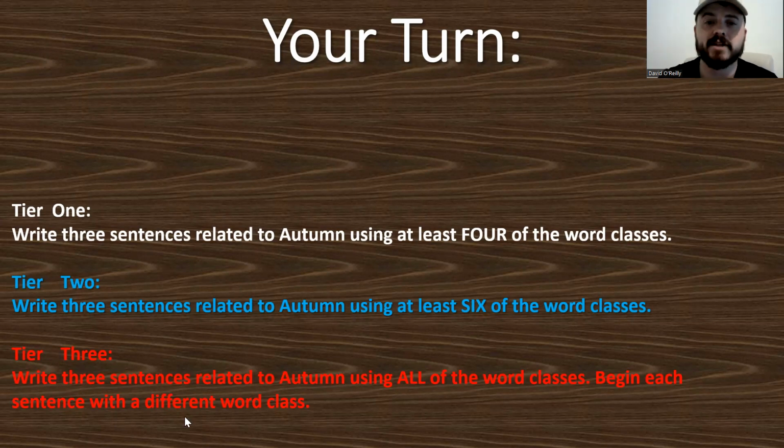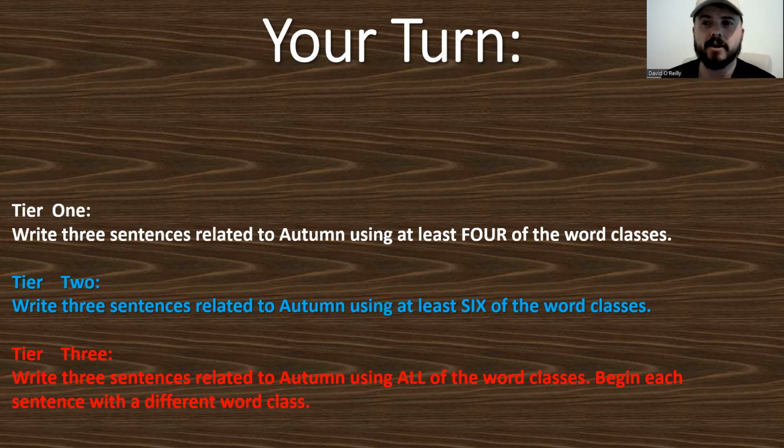And all Year 5s, this is what I'd like you to do. Can you write 3 sentences related to autumn using all of the word classes? But, and this is the tricky bit, can you begin each sentence with a different word class?